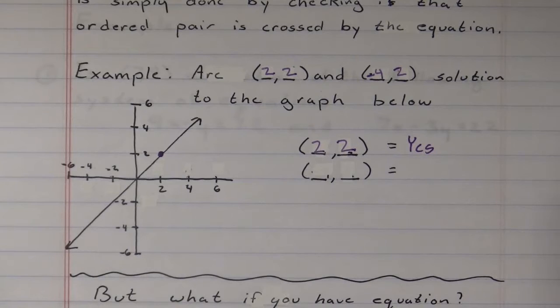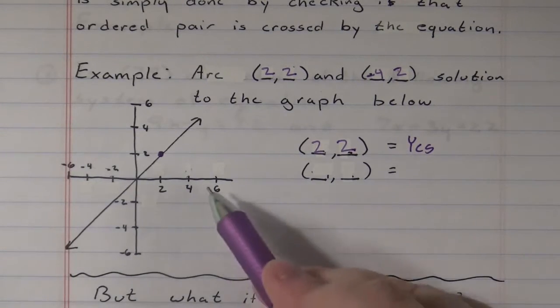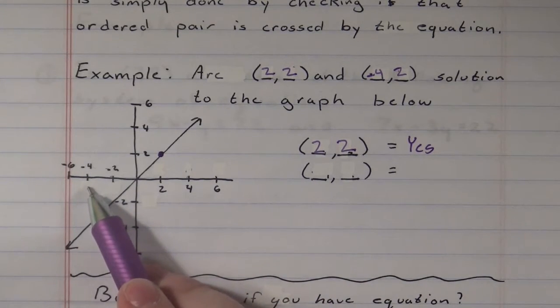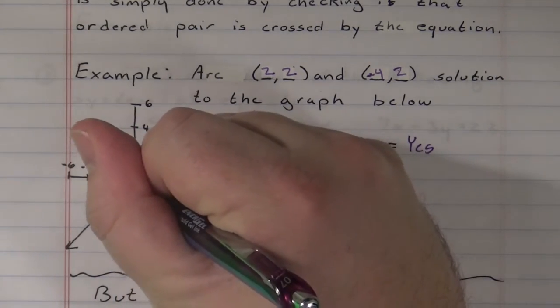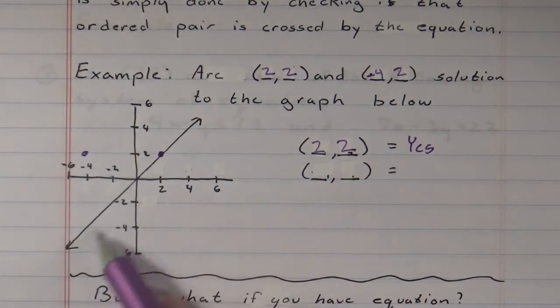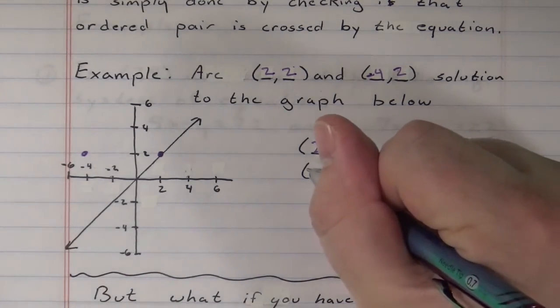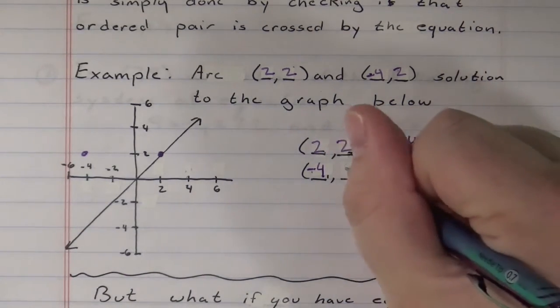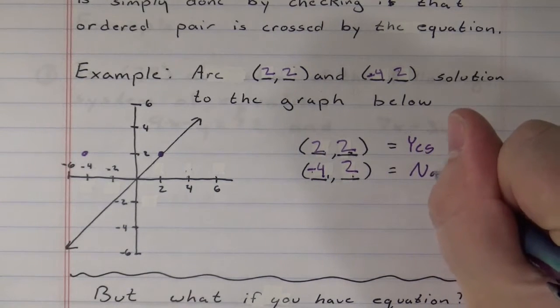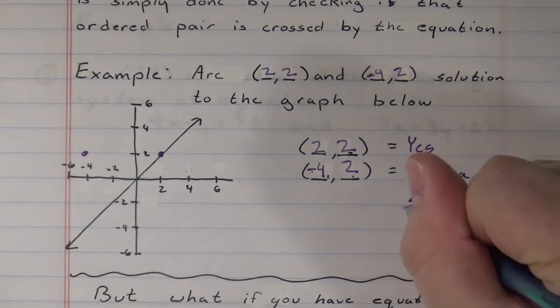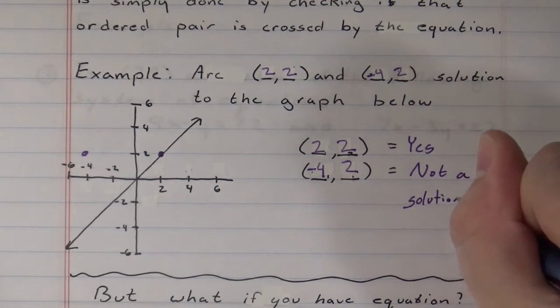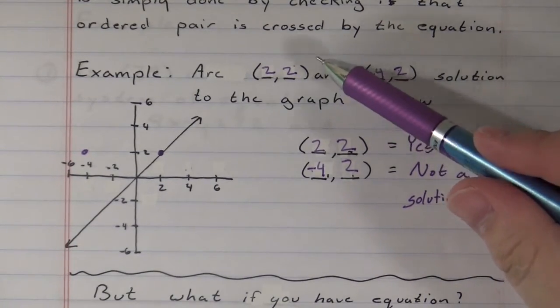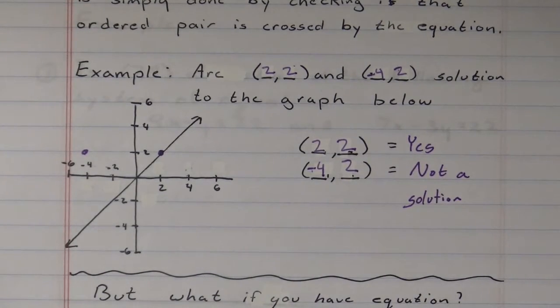What about negative 4 and 2? Well, let's find negative 4. Well, it is over here, and then we go up to a positive 2. Well, does this fall on the line? No. So we can say (negative 4, 2) is not a solution. And that's really all this is: does this point fall on this graph? And if so, that makes it a solution. All right, so let's look at the stuff down at the bottom.